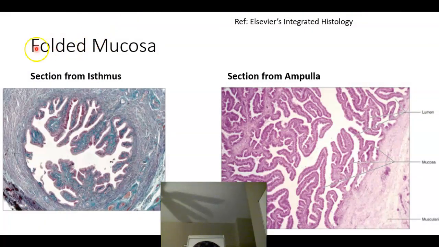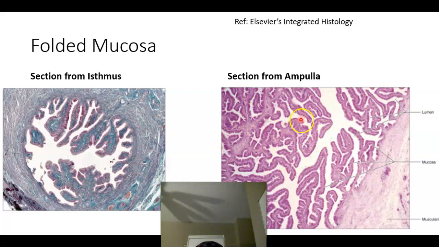So we have folded mucosa, again lined by simple columnar epithelium. The epithelium is supported by the lamina propria. Then we get the circular muscle layer, then the longitudinal muscle layer. Then we get the serosa, that is lined by simple squamous epithelium.